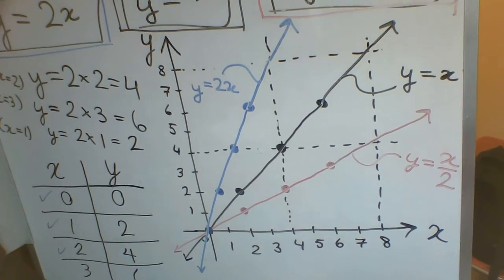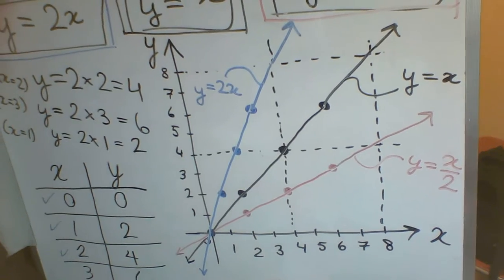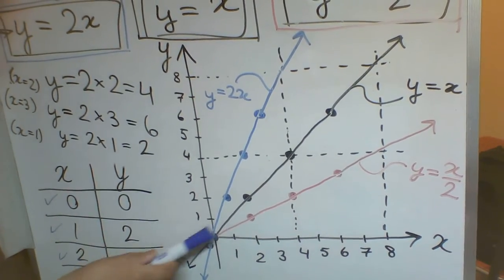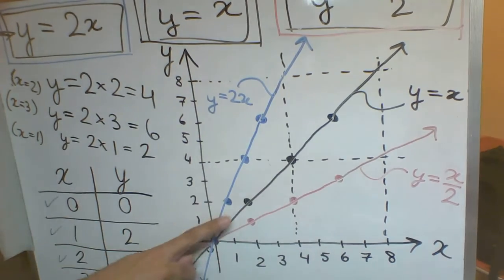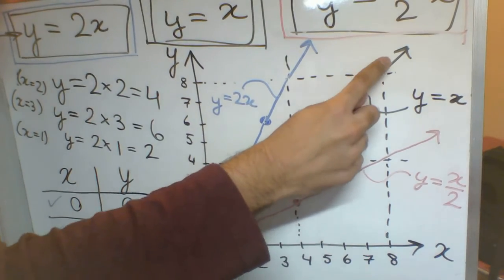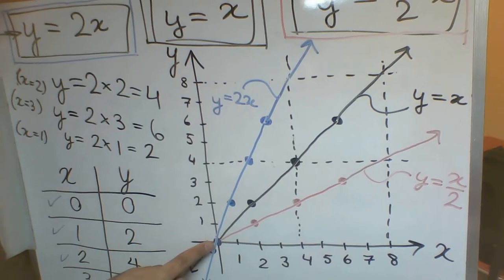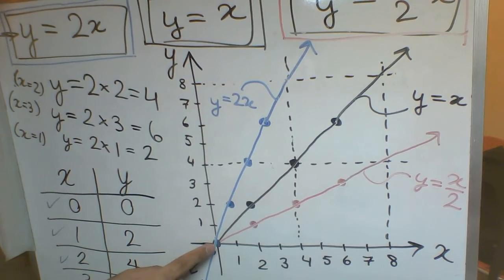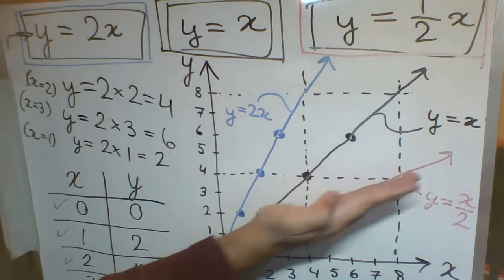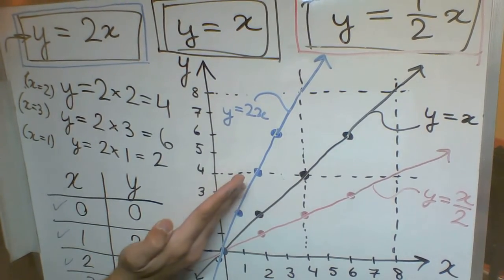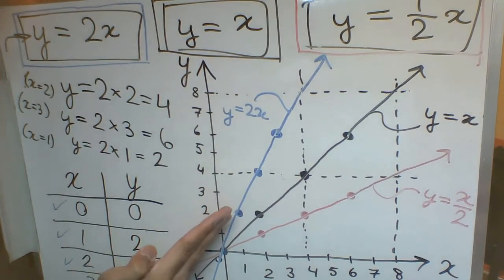If you look at the three equations that we've graphed, we have y equals x, which is this black line right here. Okay? I'm going to put that marker down so I don't confuse myself. So y equals x is this black line right here. y equals 1/2 of x, or x over 2, is this red line going over here. And y equals 2x is this blue line going up here.